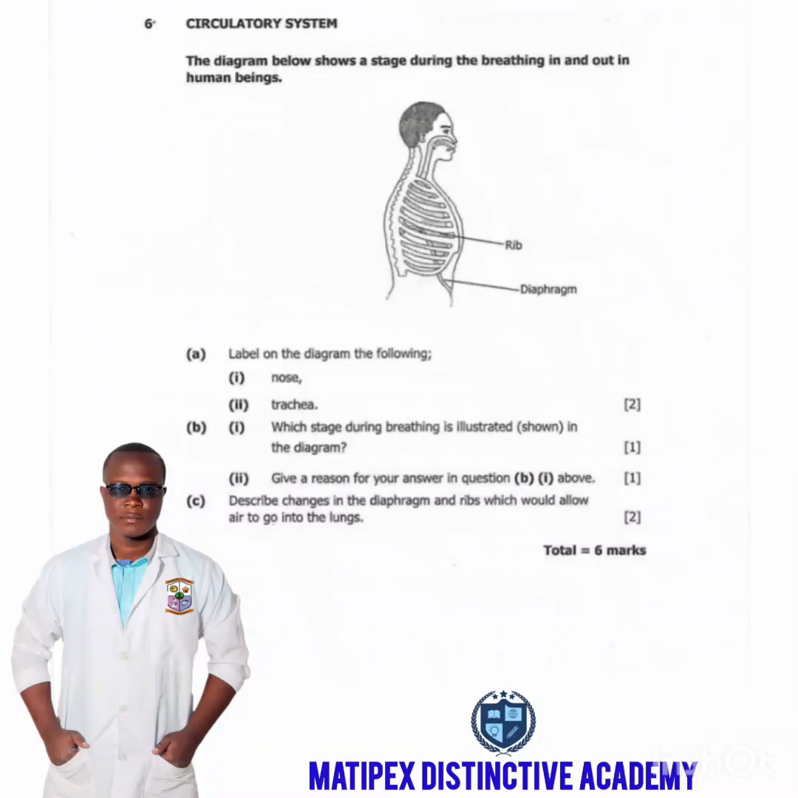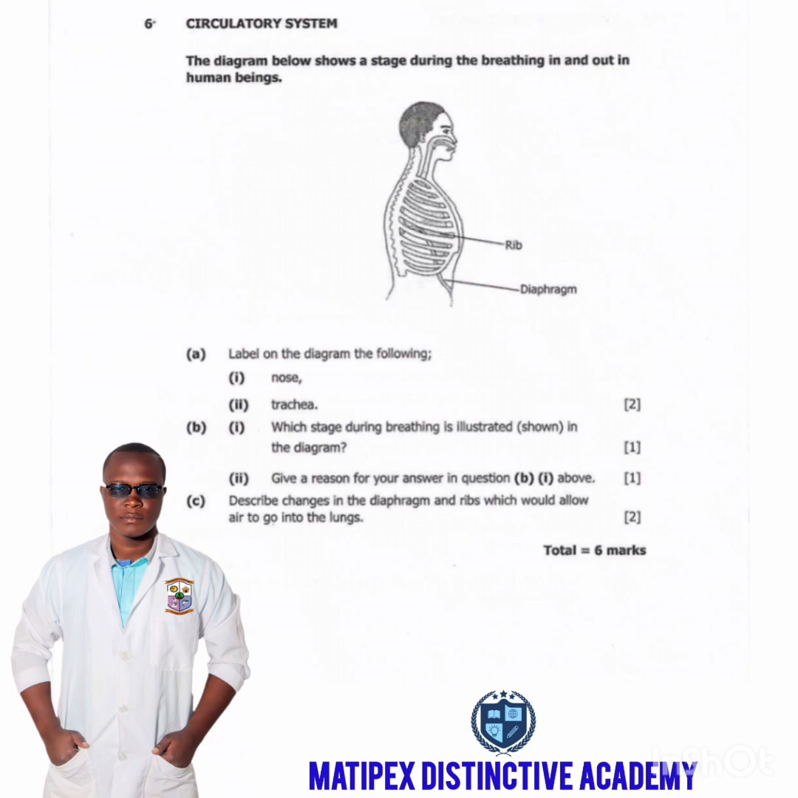Okay, guys, let's look at this other question. The diagram below shows a stage during the breathing in and out in human beings. Question A. Label on the diagram the following. So they want us to label the nose and the trachea. That one is simple.